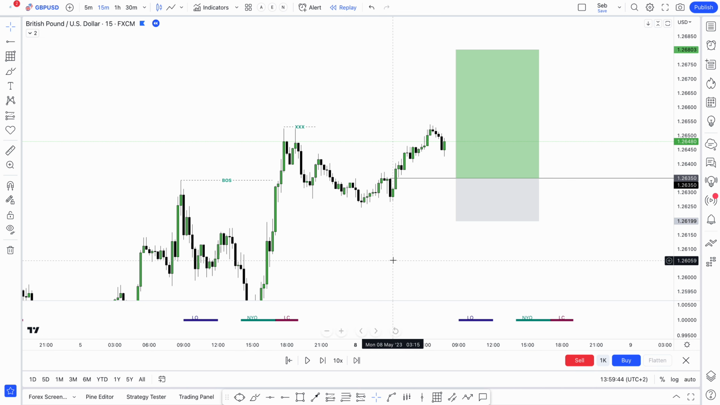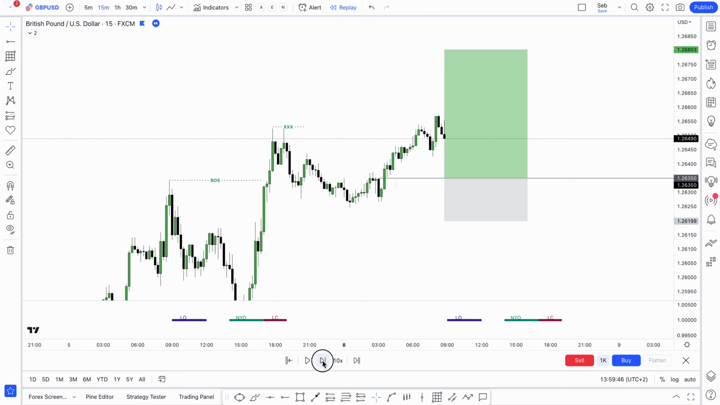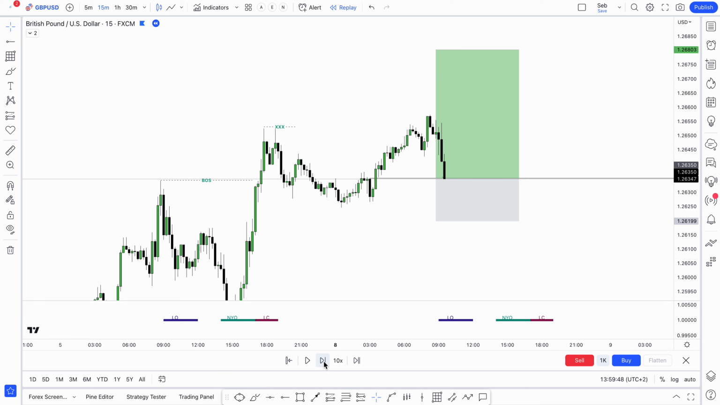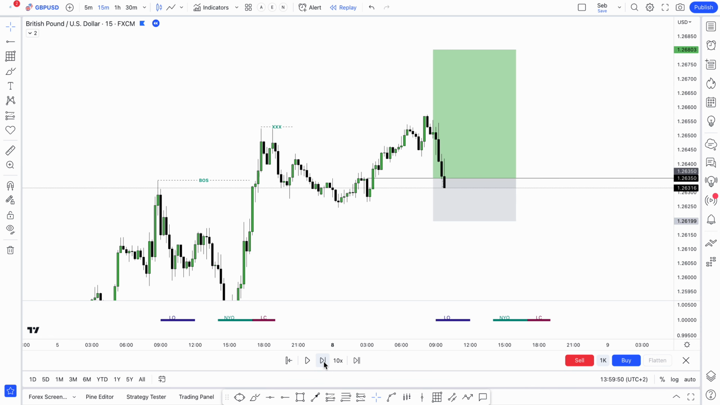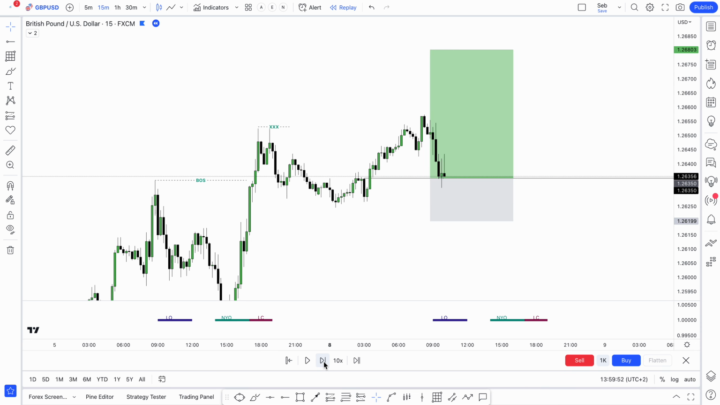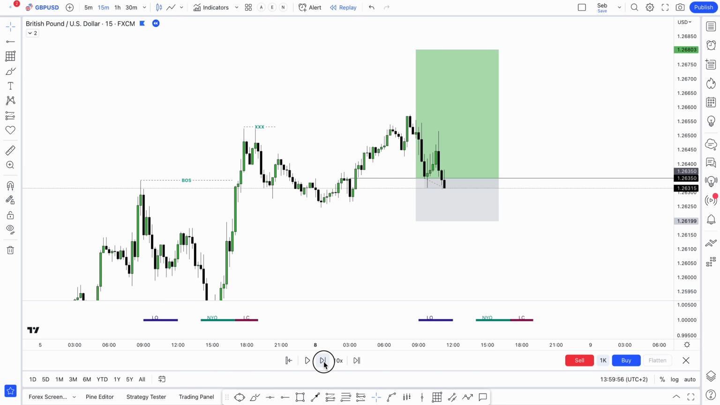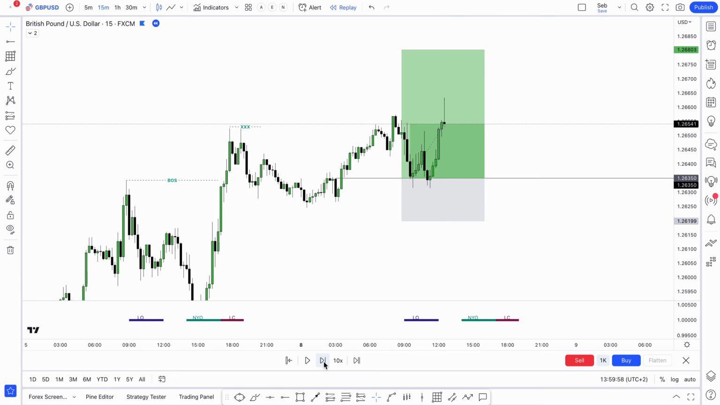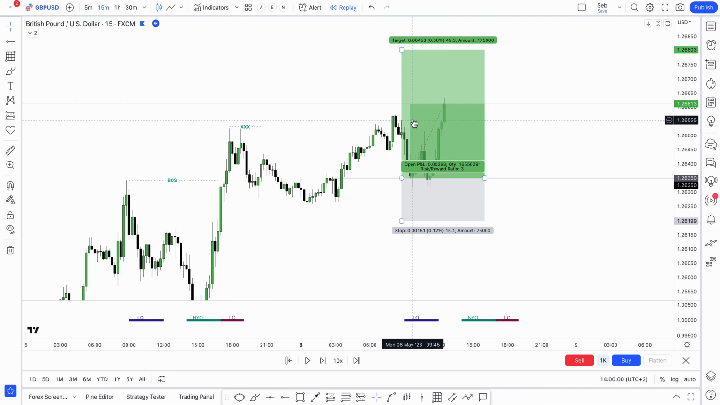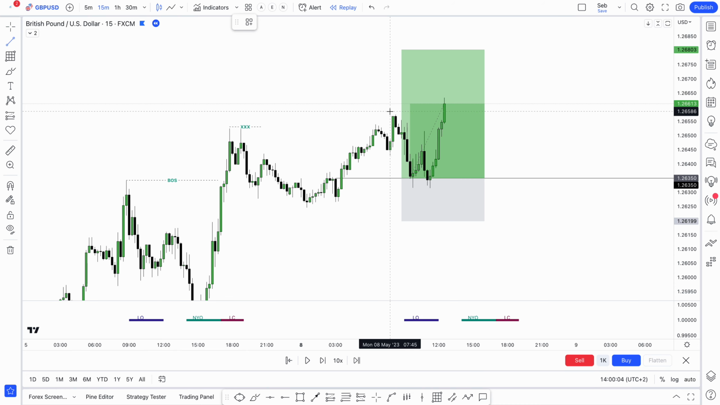Okay, we have it. So let's see. London open. We are in. Okay. And we are booming. Okay, so we do have a double bottom. We do have a break of structure. Okay, so we have BOS.